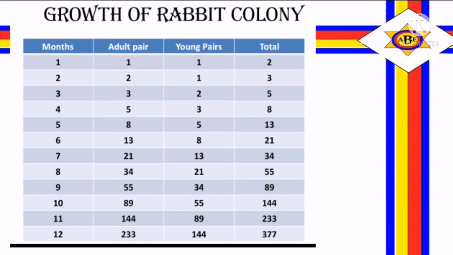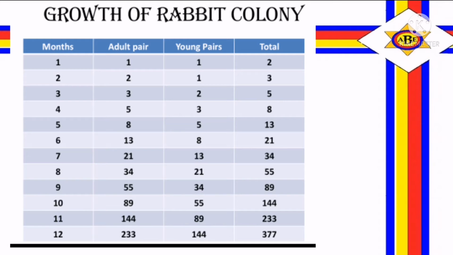Now let's have another table. So this time, this is much bigger. The month is on 12 months. We have adult pairs on the second column. On the third column, we have young pairs and then the total. So the total would be the sum of adult pairs and young pairs.